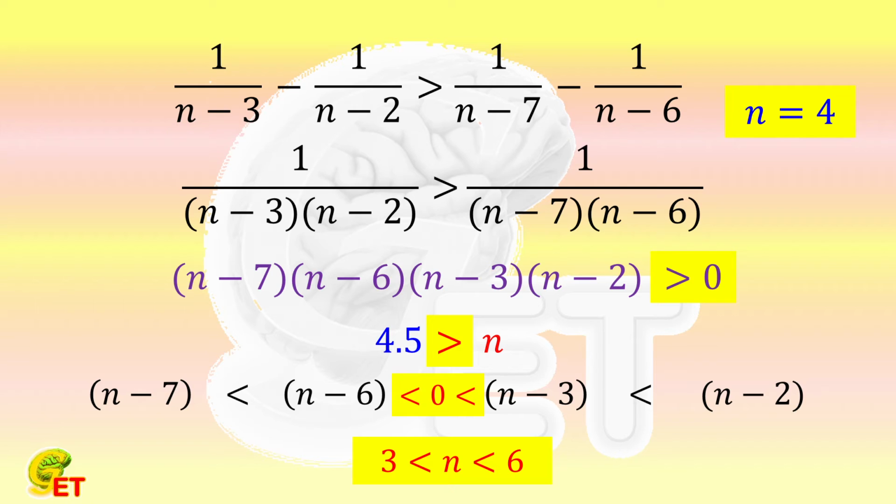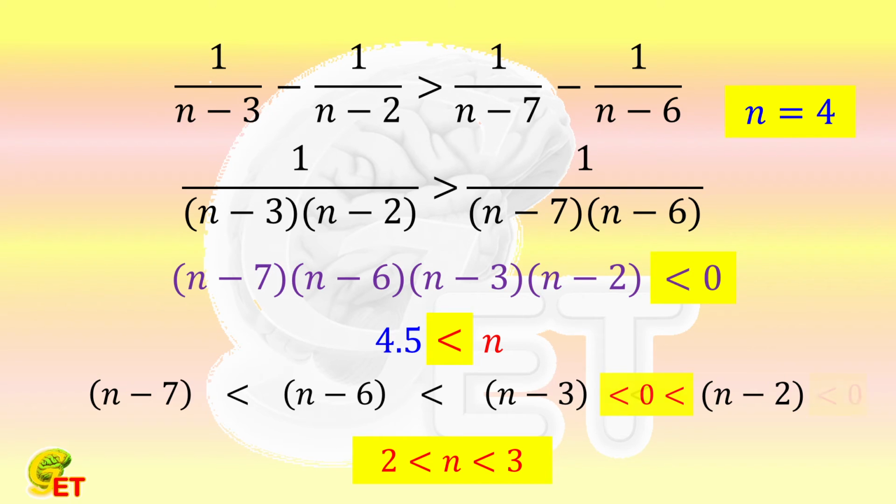0 is between n-3 and n-2. n is between 2 and 3. The product of the four factors is smaller than 0. And n is bigger than 4.5. There is not any number between 2 and 3 and bigger than 4.5 at the same time.